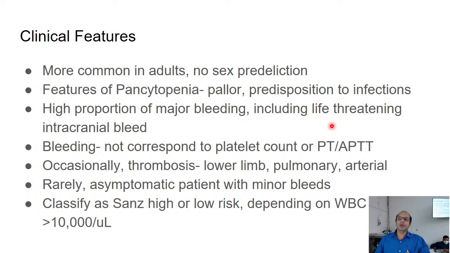Occasionally, thrombosis has also been described in the patients. Lower limb thrombosis, pulmonary embolism, and arterial thrombosis all can occur. Rarely, patients can be asymptomatic or present with only minor skin bleeds or epistaxis.